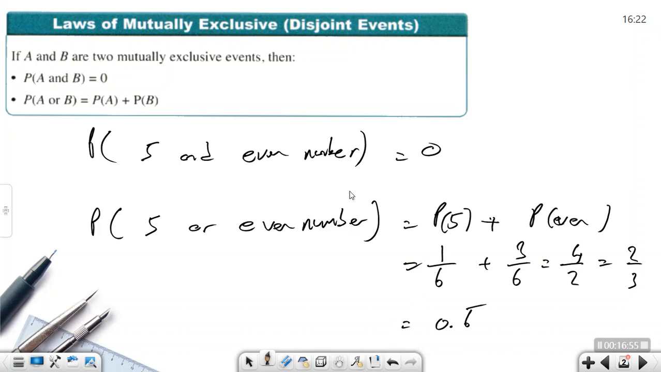So that's a rule. If there is an OR, we add the two given things, but if it's AND, it cannot be together, so it's equal to 0.